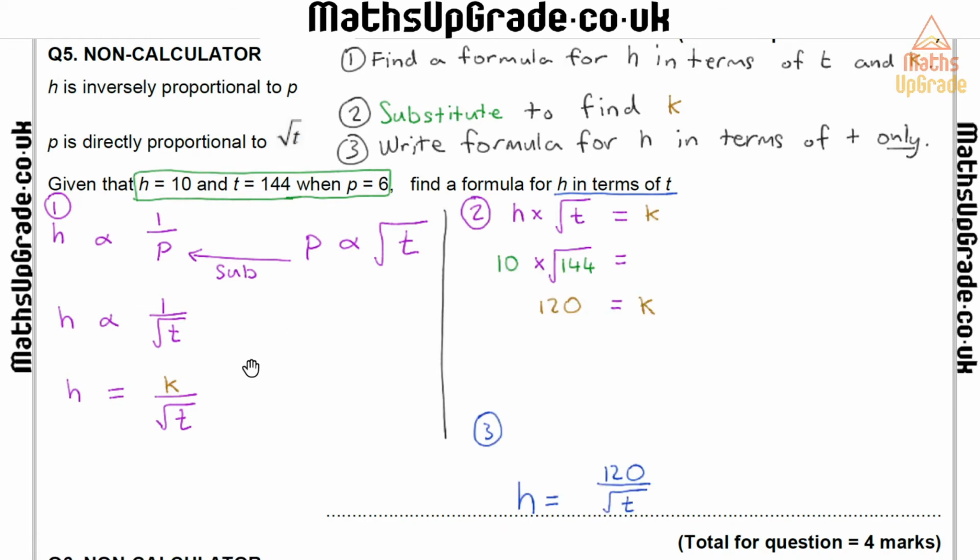What I'm going to do now is substitute these values in to find the value of k. So if I rearrange this first to make k the subject, that gives me k equals h times root t. H is 10, t is 144, so 10 times root 144 gives me 120. So k equals 120. Then I can write h in terms of t by substituting this value of k into here. So h equals 120 over root t, and that's my 4 marks.